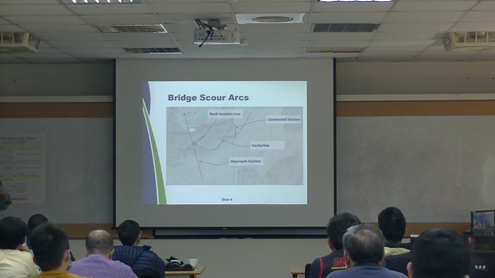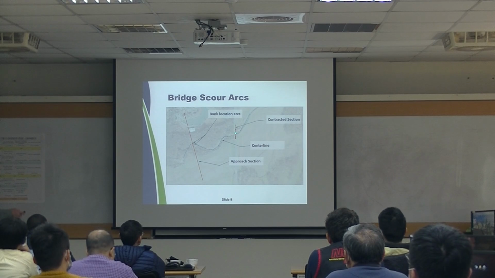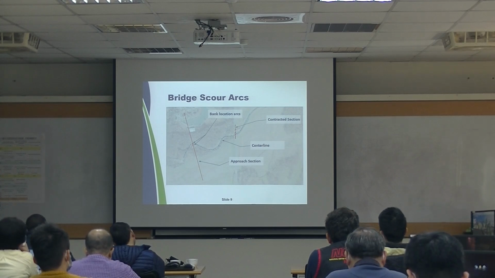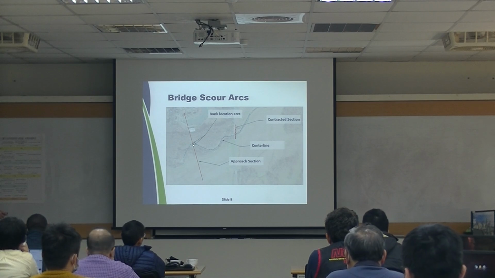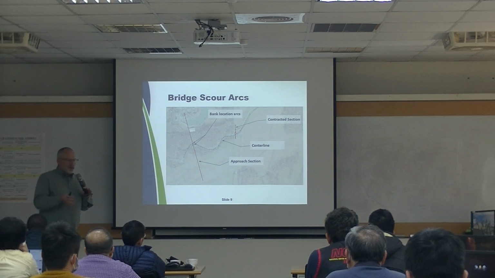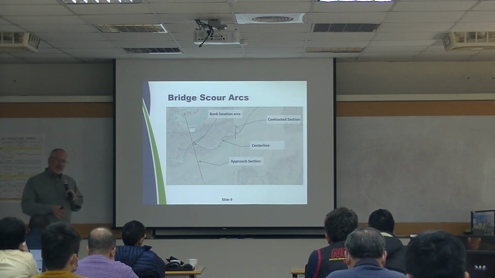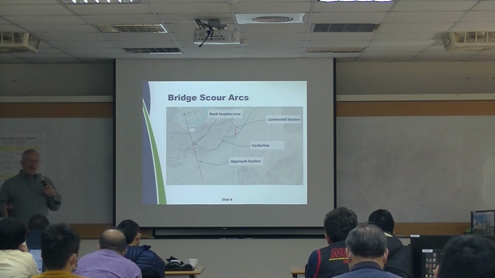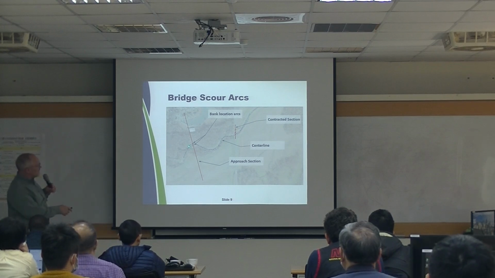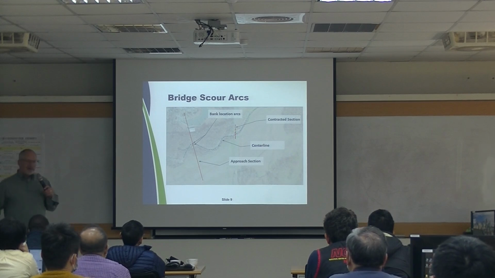We'll walk through an example of this. So here are all of these arcs that I've been referring to. First of all, we draw an arc across the bridge section. We call that the contracted section. We draw an arc at the approach section. And then we draw arcs that define the channel banks. You can either define the toe of the bank or the top of the bank. It really doesn't matter as long as you're consistent at the approach section and in the contracted section.